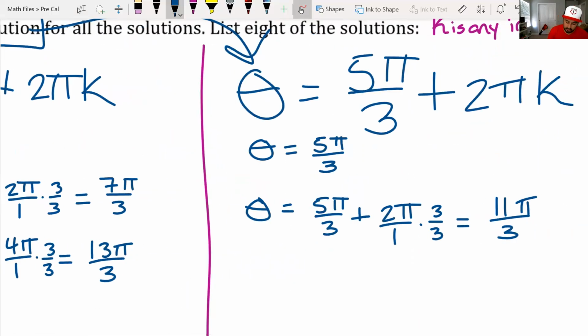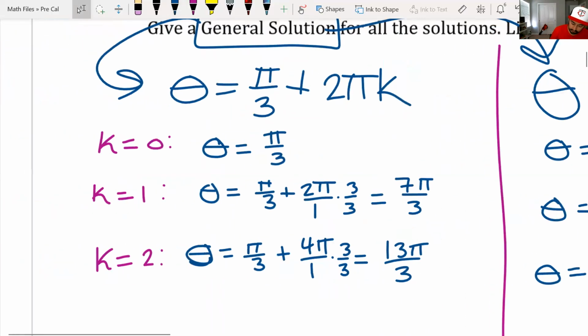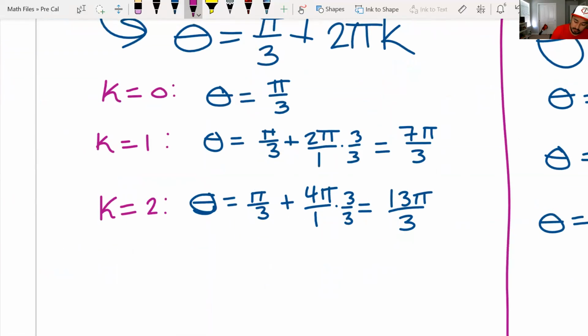There we go. And again, theta equals 5 pi over 3 plus 4 pi. Put that over 1. Common denominator of 3. 5 pi over 3 plus 12 pi over 3. You get 17 pi over 3. Okay, there's 6 solutions. Let's keep going. 2 more. Last one.